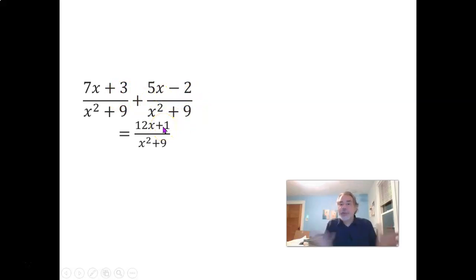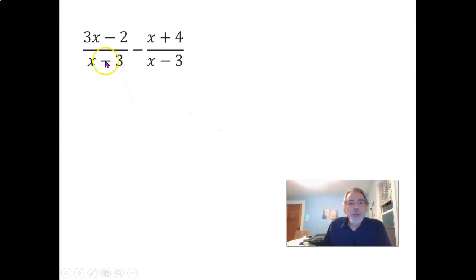And after you simplify that by combining like terms, the 7x plus the 5x is 12x, and the plus 3 minus 2 is plus 1. So what we end up with is (12x plus 1) over (x squared plus 9). And I don't see anything I can do to simplify that. Nothing factors, so there aren't going to be any common factors we can cancel out. So we're done. That's the answer.